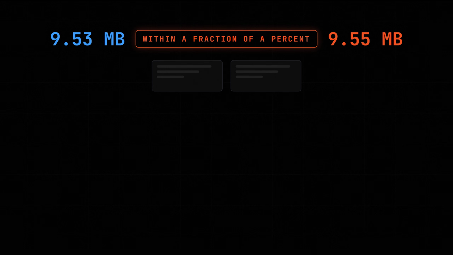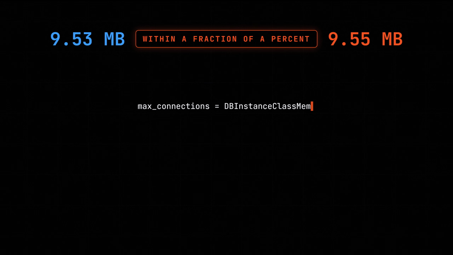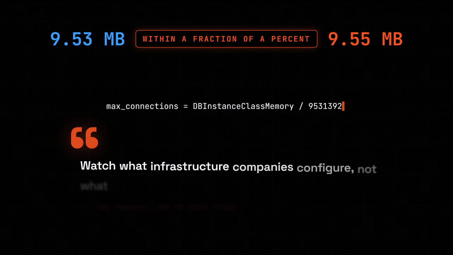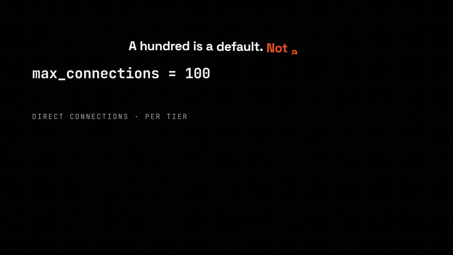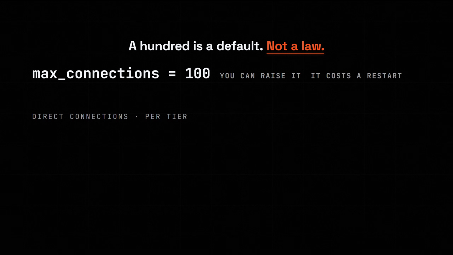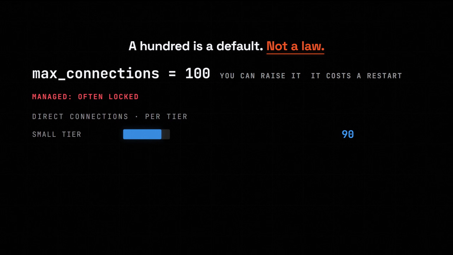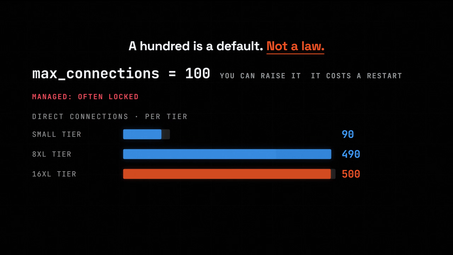Neither published a blog post saying the process model does not scale. They wrote it into a default. Watch what infrastructure companies configure, not what they announce. One thing to be precise about, 100 is a default, not a law. You can raise it, at the cost of a restart, and on managed Postgres you often cannot touch it. Supabase gives its small tier 90 connections and caps its largest tiers at 500, however big the machine gets.